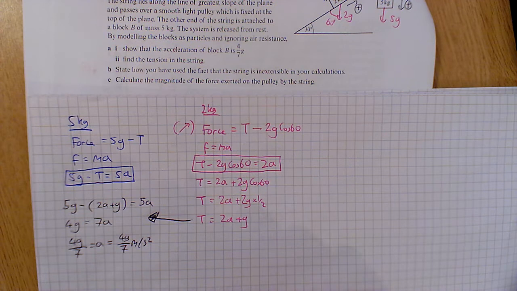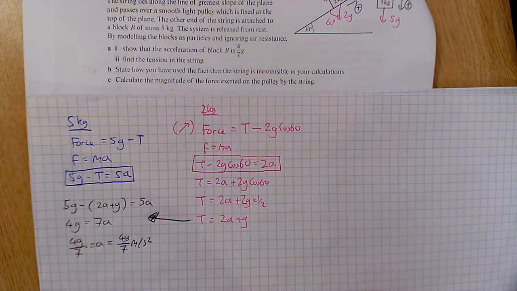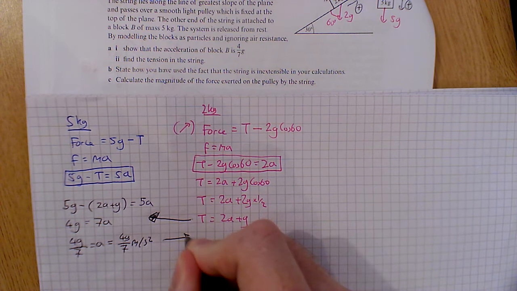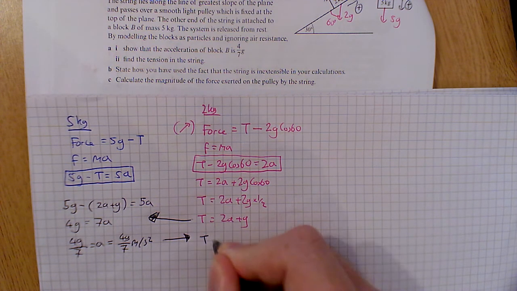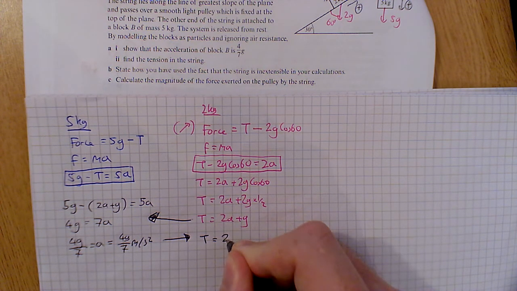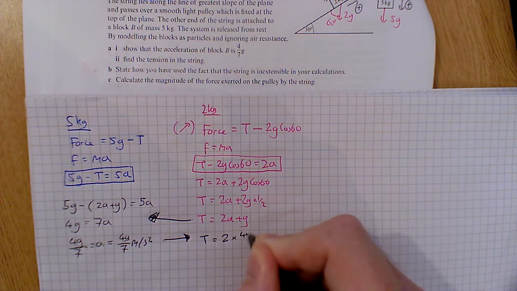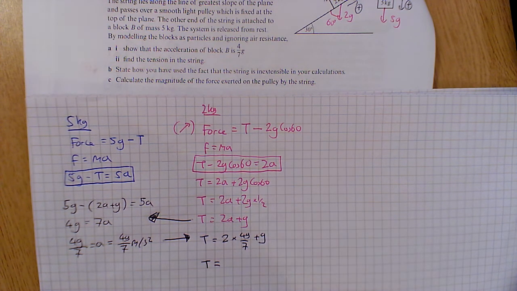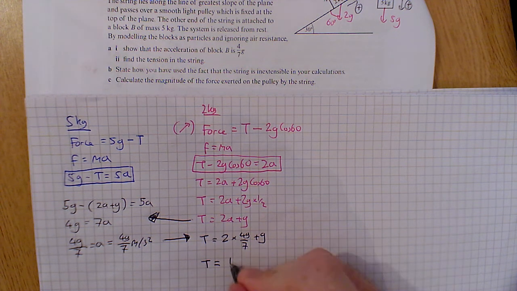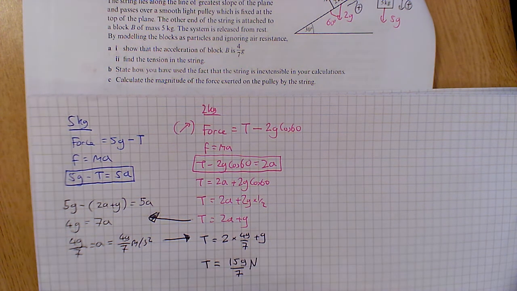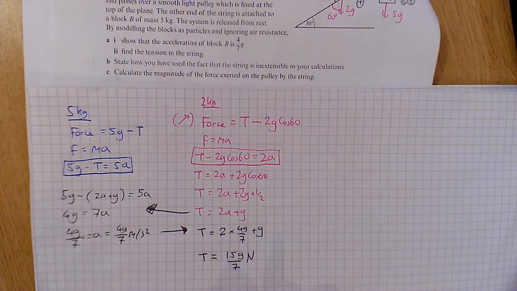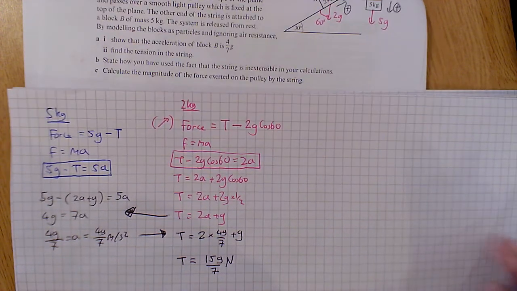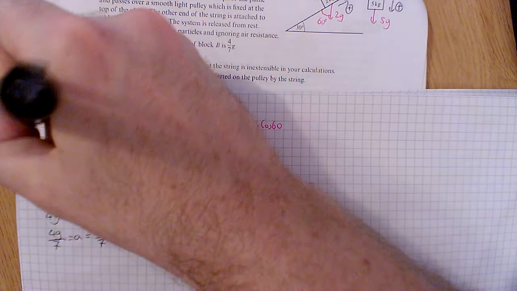Part II asks you to find the tension in the string. So again, we're just going to take our value here and we're going to substitute in. So we then come back to here and we have that T is equal to 2 times acceleration, which is 4g over 7, plus g, and we might as well continue the theme and leave it in terms of g, and it'll give you 15g over 7 newtons, right? Because tension is always a force, so it's measured in newtons. So that's part A, right? All of that there.